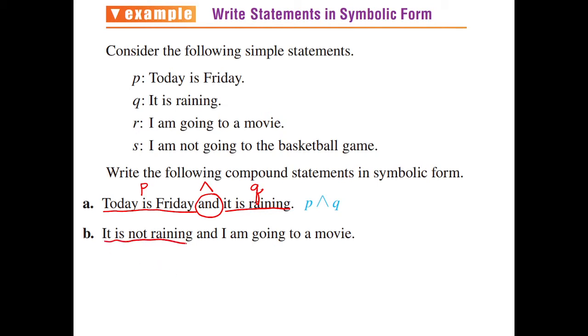It is not raining. What are you going to do with this? Because of the word not, what do I put? I'm focusing here on it is raining. How can I make this not? What should I do with Q? A wavy dash, very good. I put the symbol of negation to make it not Q. What is the symbol for and? And I am going to a movie is R. So our answer is not Q and R.